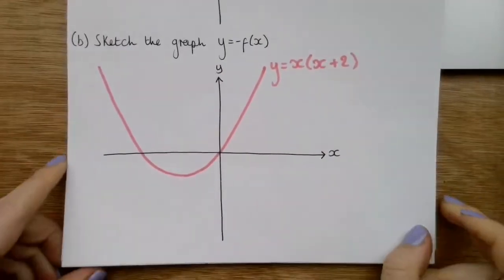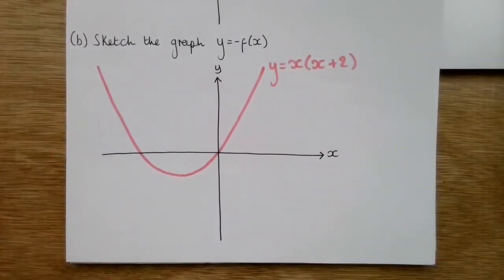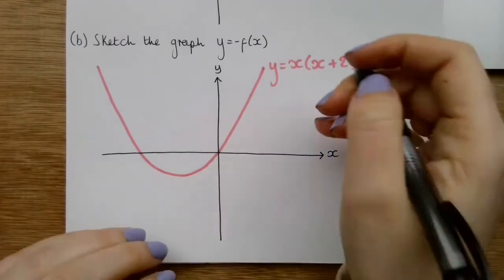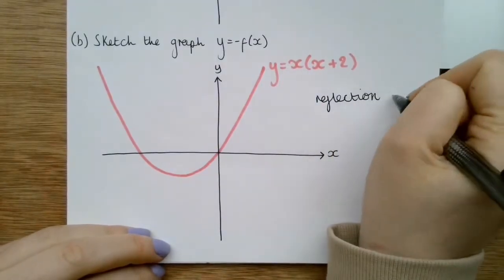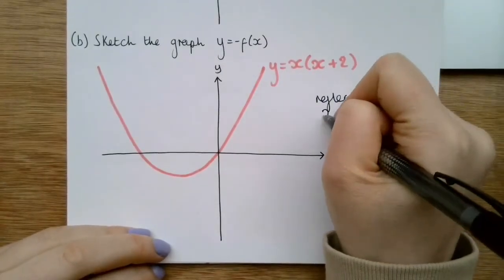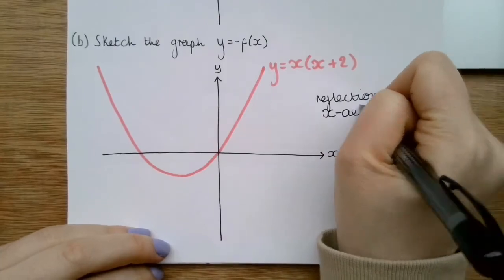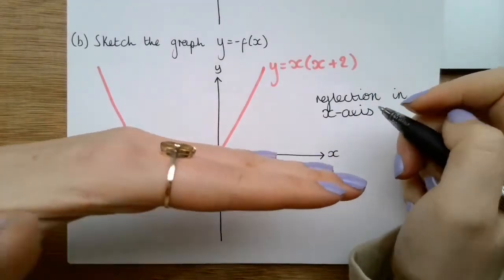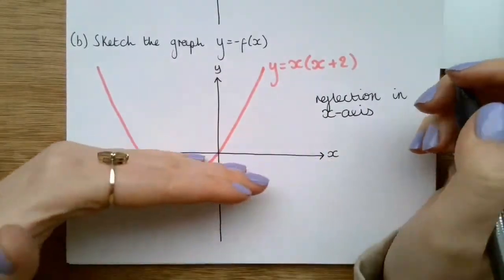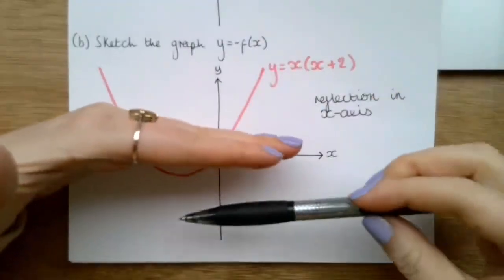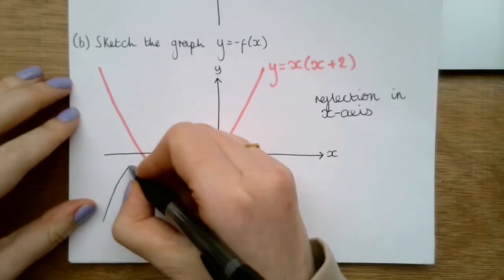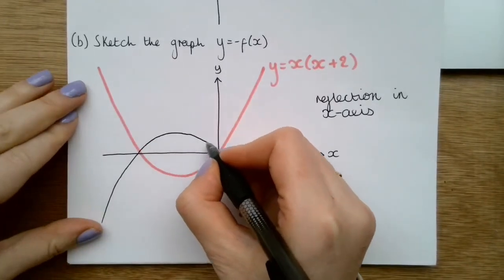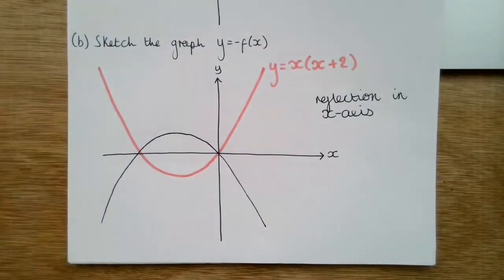Second example, we've got the graph of y equals minus f of x. So this is a reflection in the x-axis. So it's as if we've got a mirror line on the x-axis here, and we're going to reflect everything through that mirror line. Our key points are going to stay the same, and it's just going to look like that.